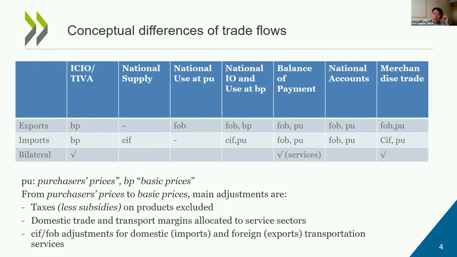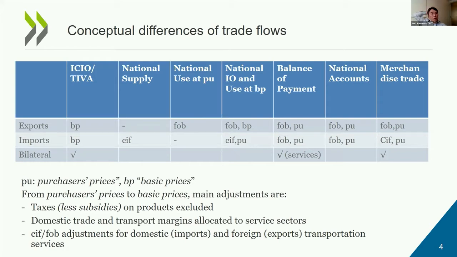So we get frequently asked questions about the definition of exports and imports, and why our global inter-country IO, ICIO, trade flows are different from the official data sources. The main reason is, of course, the differences in the basic price or purchaser's price concept. And sometimes we have more detailed questions, like the bilateral trade flows.